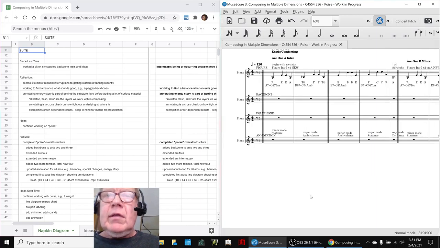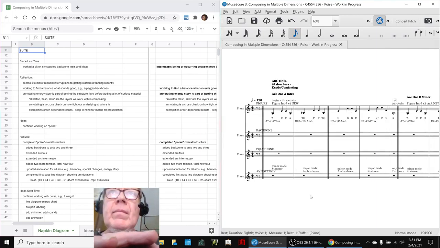Ladies and gentlemen, this is a recap of Working in Multiple Dimensions, Part 41, Suite. In today's episode, we continued working on poise, and you just heard the ending phrase. We completed the overall structure of it. We added backbone lines, which we talked about in the last stream, to the fast arcs, the slower fourth arc we extended, and the intermezzo arc we extended.